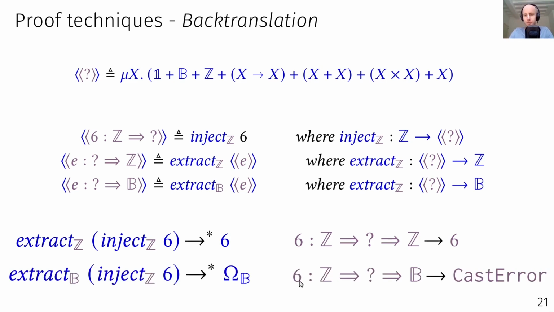As another example, we had this 6 from Z to unknown to Boolean, which of course is not sensible, so we don't want to return a value here. So here we evaluate to the stuck term, cast error. In the back translation here, we inject 6 into the universe and then we try to extract it. But remember, if it was not of the right form, which is the case here because it's an integer, then it will diverge. So indeed, we're also not returning any value of a Boolean here.